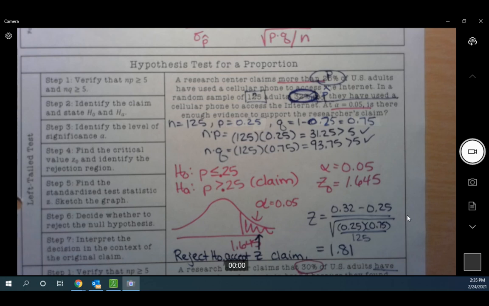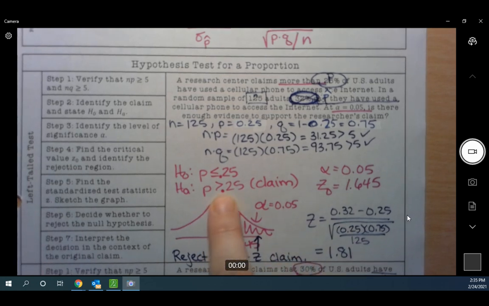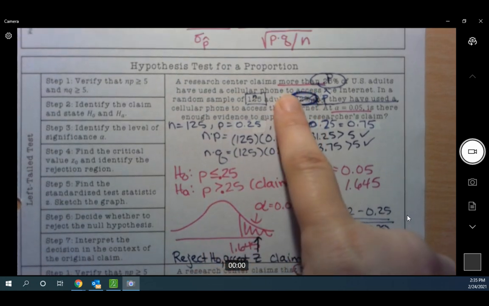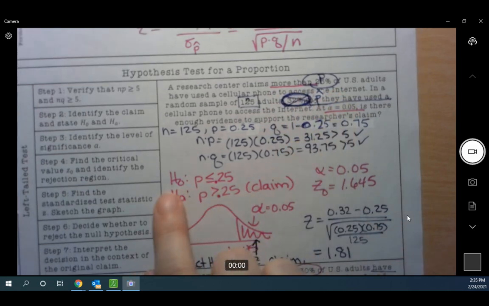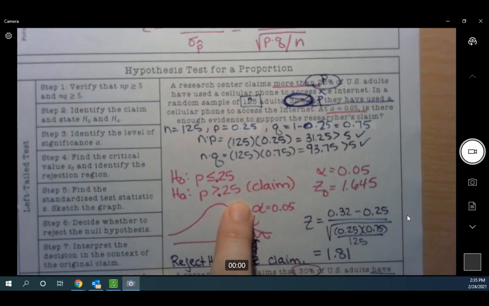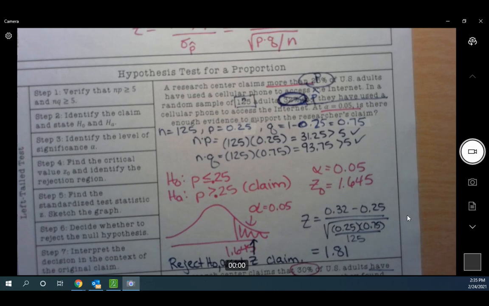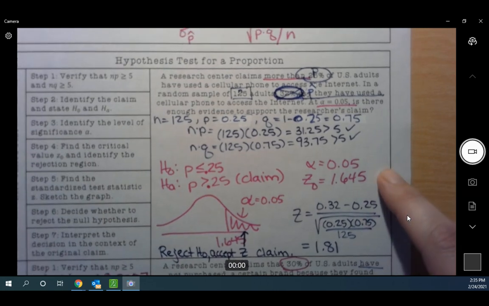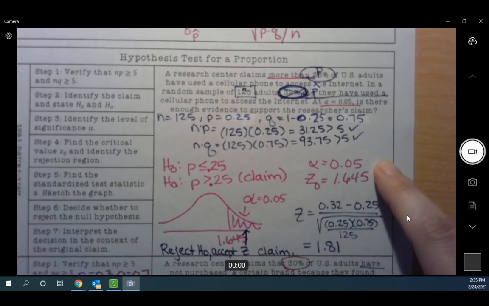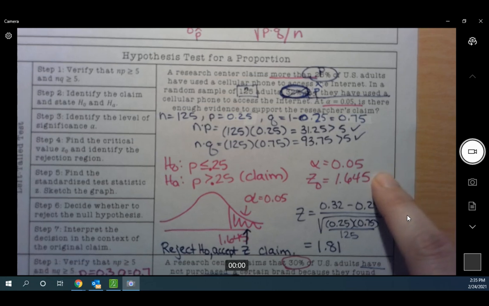And then our H0 and our HA come off of our question. What is he saying? He said more than 25%, that's greater than 0.25. So that's our claim, and therefore our H0 is less than or equal to 0.25. Our alpha is 0.05. If you looked up the alpha on the chart or used your technology, menu 653, you would find 1.645.